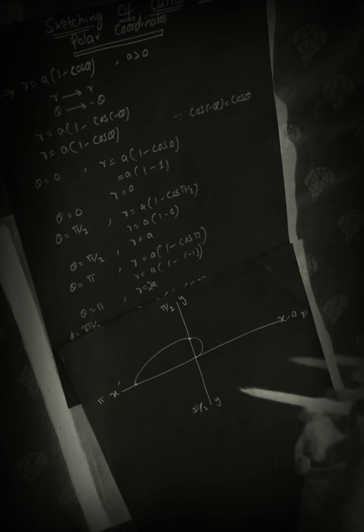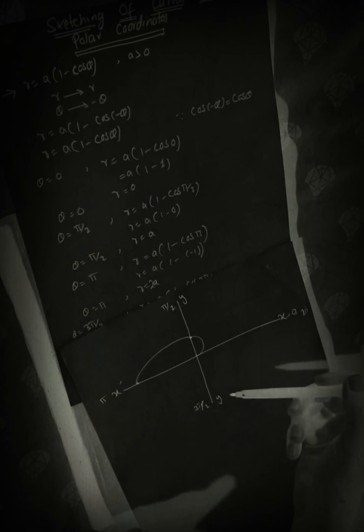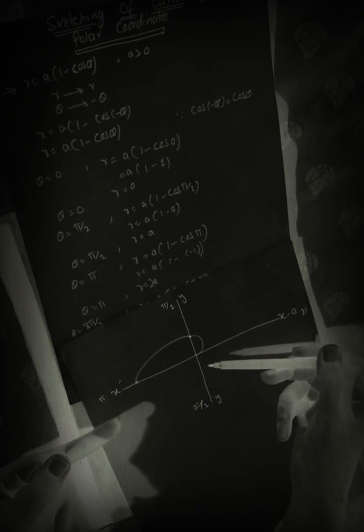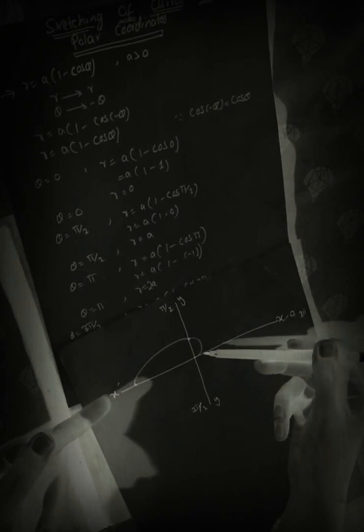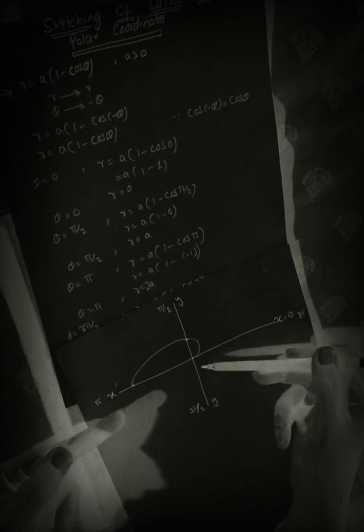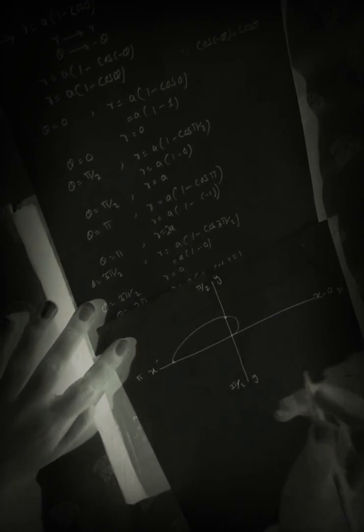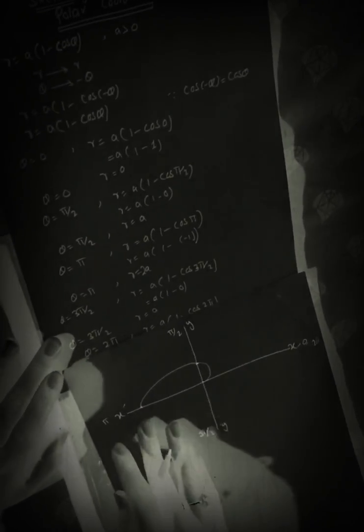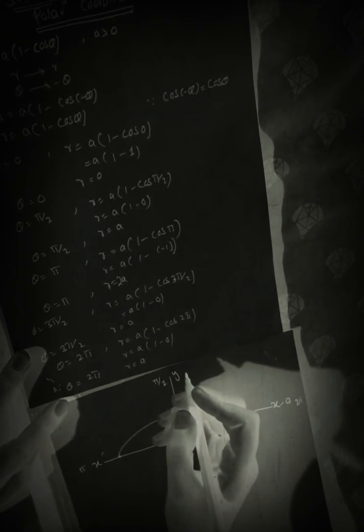Guys, do remember, cos is always symmetric about the x-axis and sine is always symmetric about the y-axis. I mean, if one curve is formed above the x-axis line, then the next curve will be formed below the x-axis line, because the equation is symmetric. Let's check these points with the help of values. At 3 pi by 2, the angle gives r equal to a. It means I am in here, and at 2 pi, r is a. Yes, I am in here.